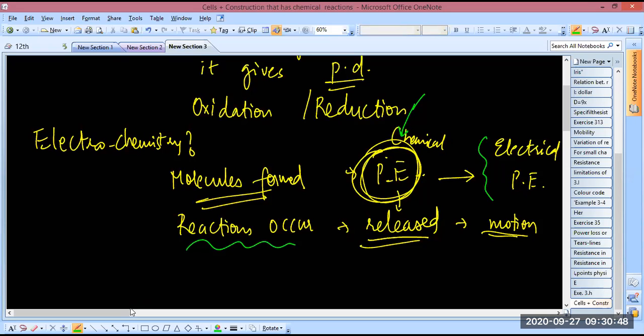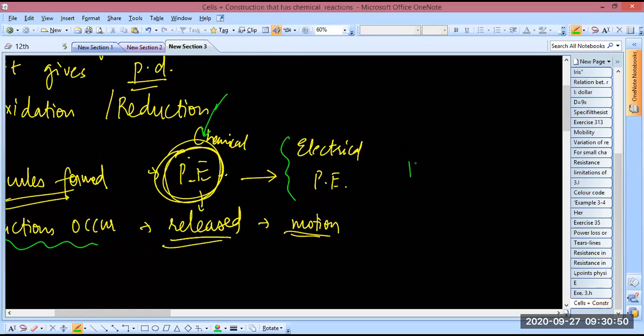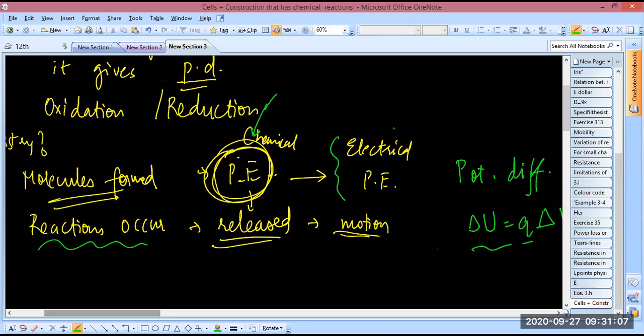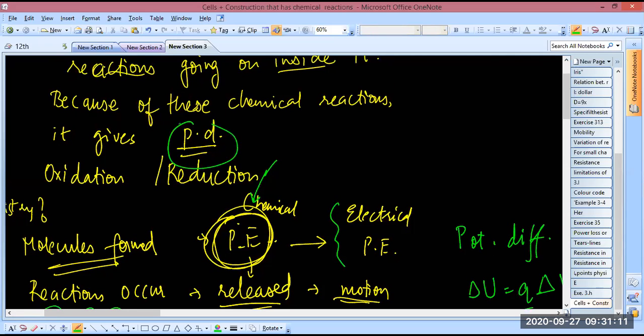electrical potential energy, or it shows itself as potential difference, because I hope you realize that electrical potential energy can easily be written like this, correct? The difference of potential energy will show as potential difference. So that is what cells do. So cells ultimately provide potential difference.